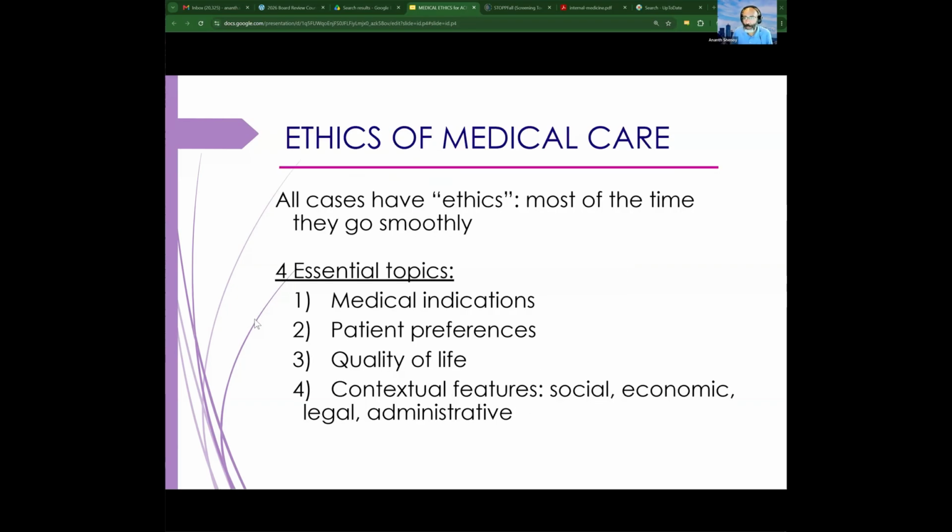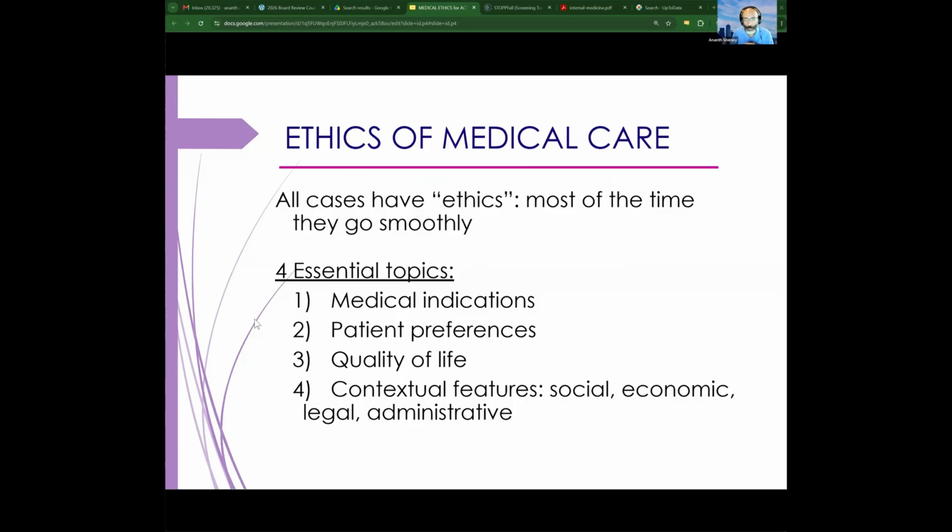So, in terms of ethics of medical care, I like one of the ways that Dr. Wood phrased this, that all cases have ethics, and most of the time they just go smoothly. So it's not a point that warrants any particular call out. It's the times when it doesn't that it really gets thorny. And we're going to talk about some of those situations where you might be tested on the boards, and of course, it might come up in clinical practice.